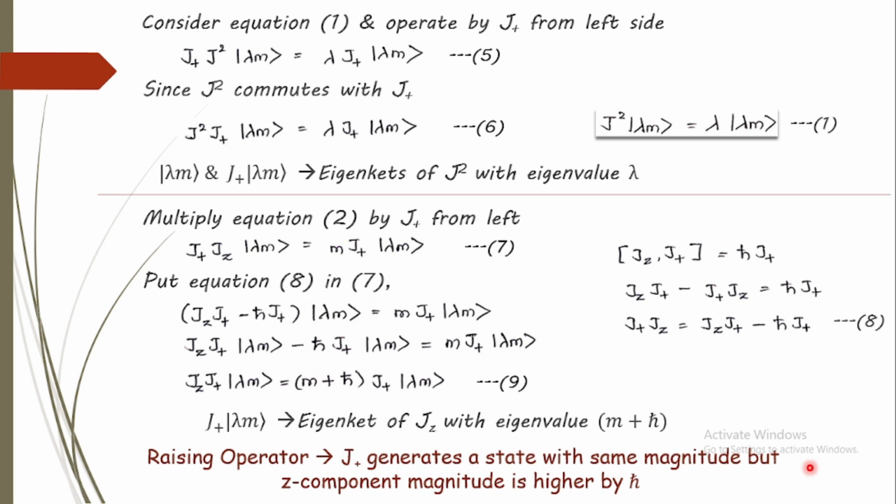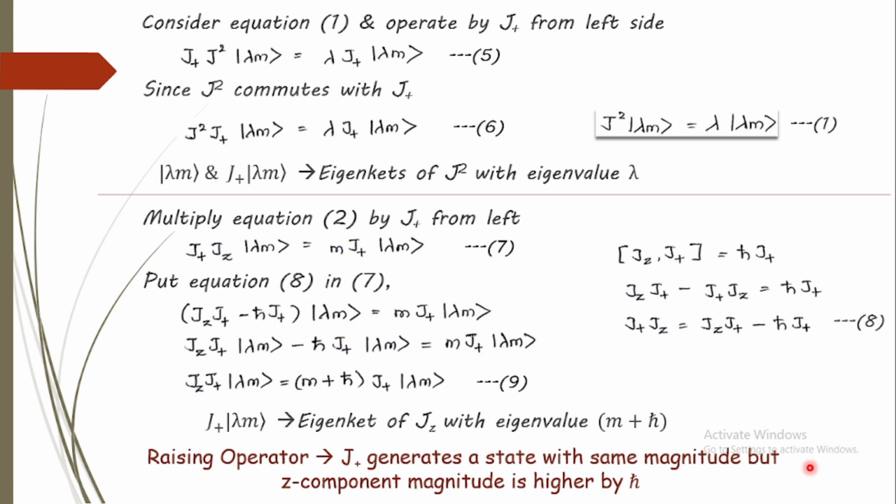So the next question comes: what happens if we operate it repeatedly? Operating repeatedly by J plus, the raising operator, increases the eigenvalues of Jz in steps of h cross. And if it goes on, then what might happen? This has to be stopped for the validity of equation number 4.